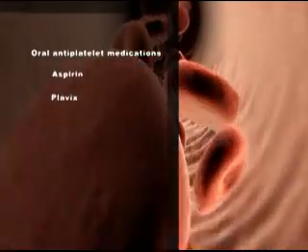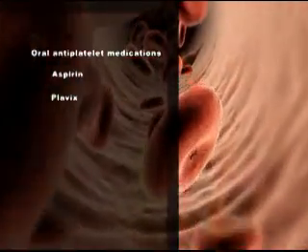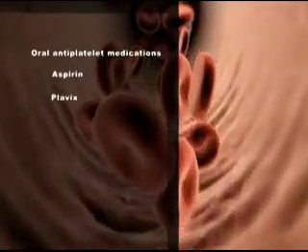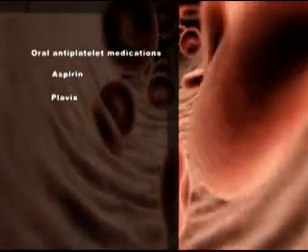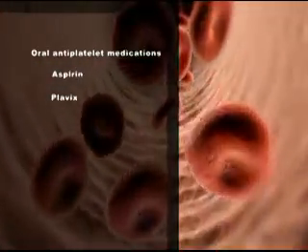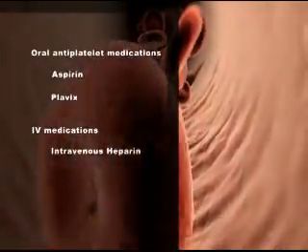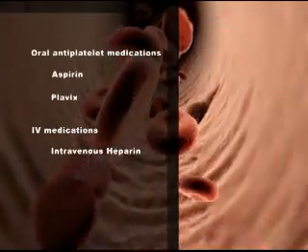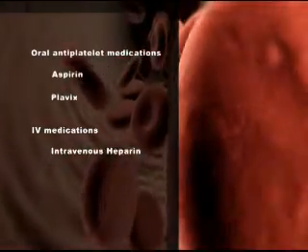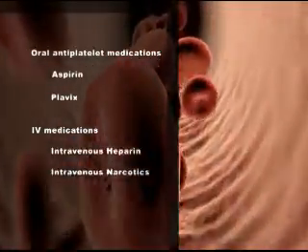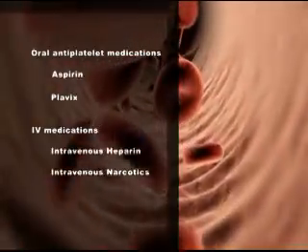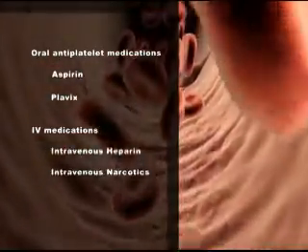This combination of medication binds the receptor sites on platelets and prevents them from sticking together and forming a blood clot. Intravenous heparin. This is given through an IV. Heparin inhibits reactions that lead to clotting of blood and the formation of blood clots. Intravenous narcotics. These medications relieve pain and also reduce the heart muscle oxygen demand.